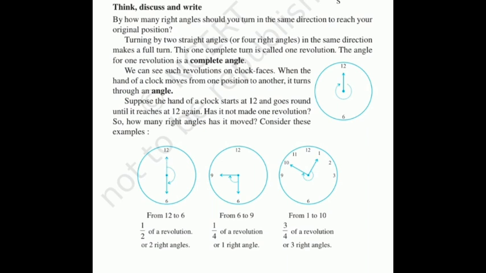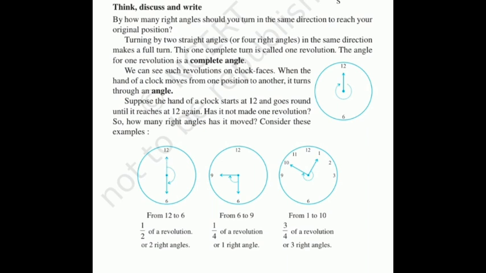We can see such revolution on clock faces. When the hand of a clock moves from one position to another, it turns through an angle. Suppose the hand of a clock starts at 12 and goes round until it reaches 12 again. Has it not made one revolution? So how many right angles has it moved? Consider these examples.